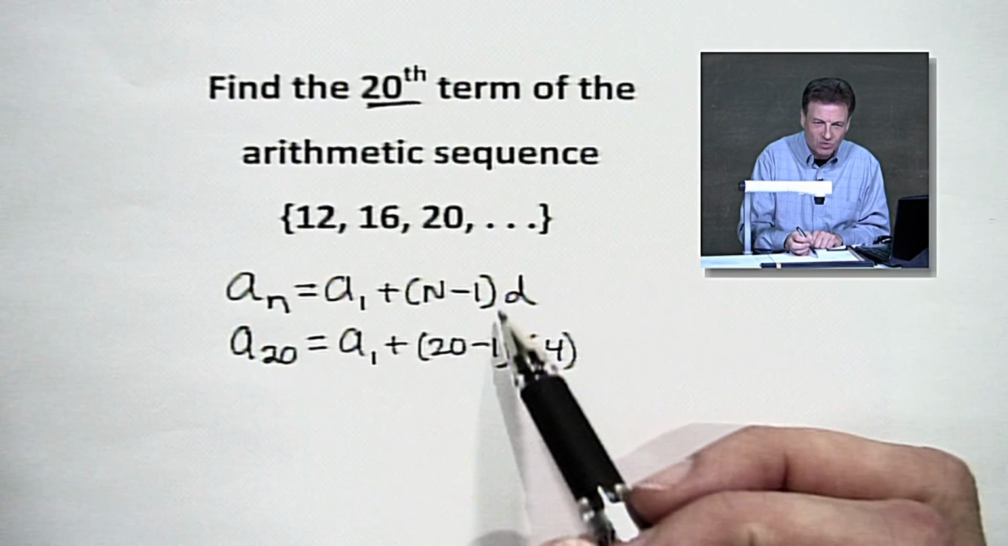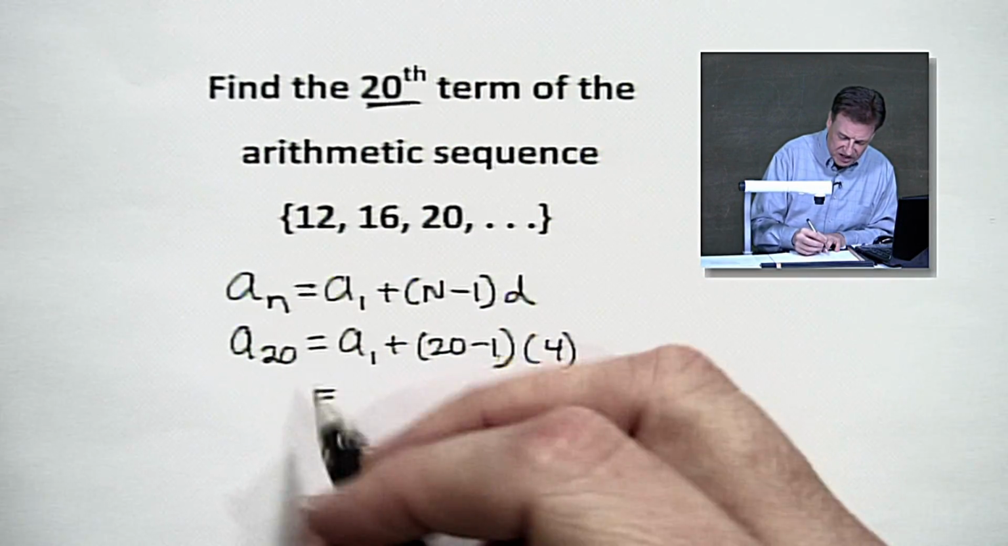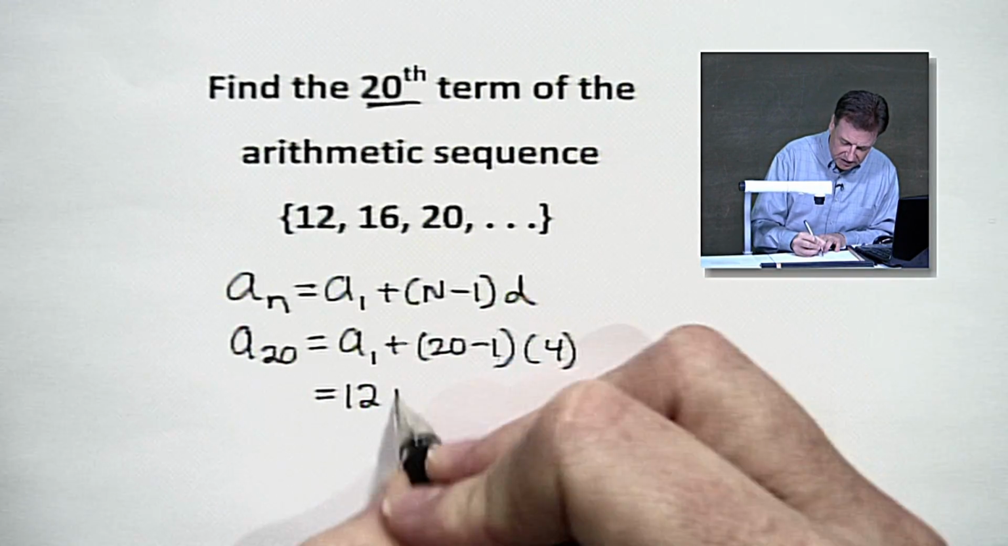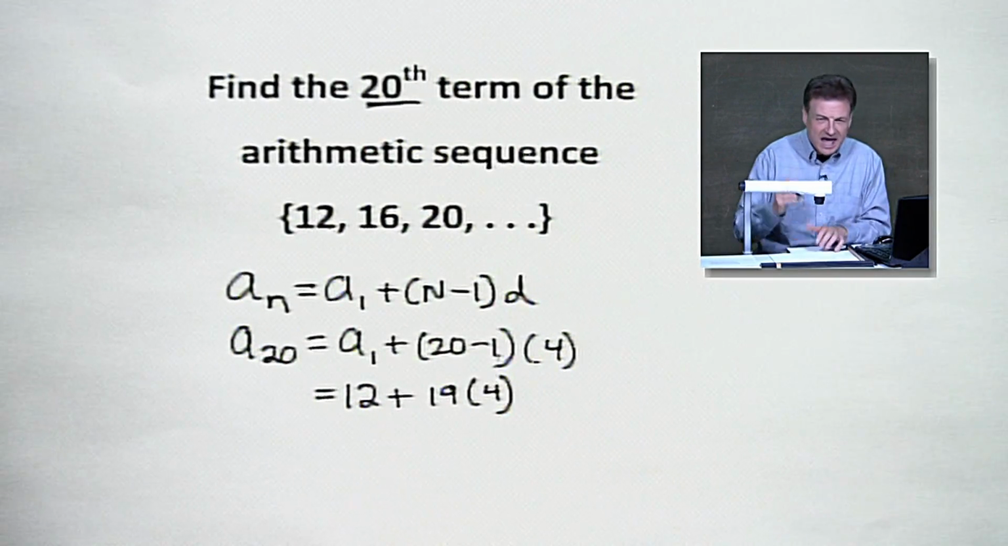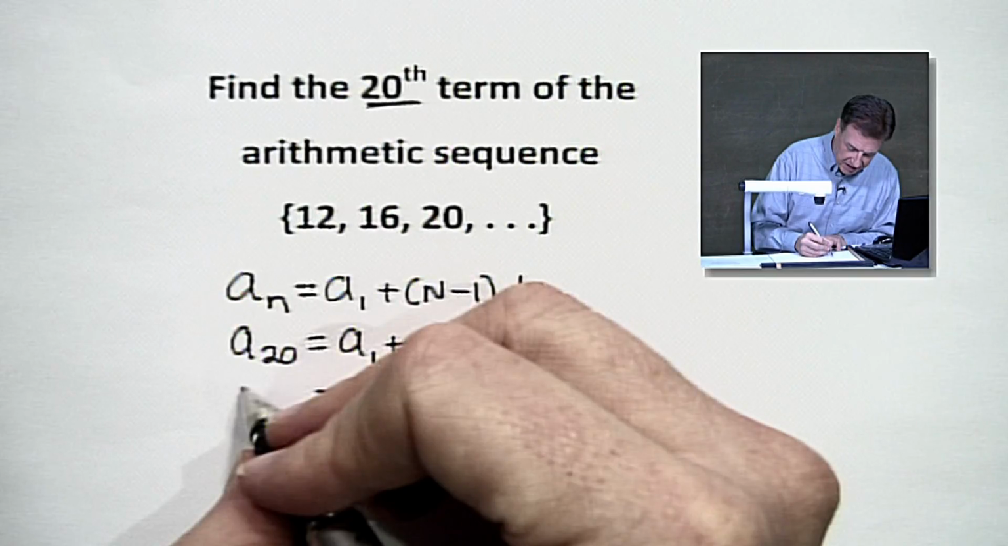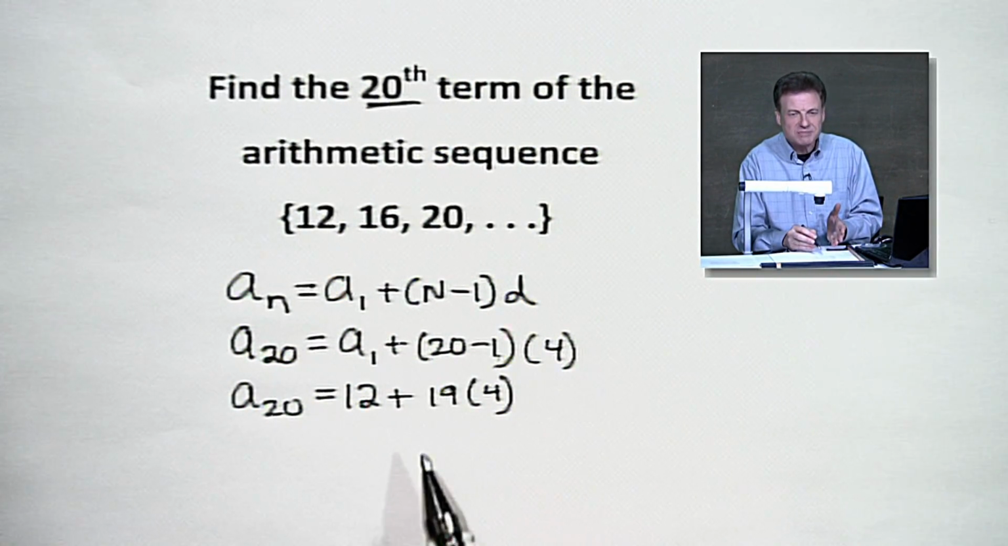So 20 minus 1 is going to give us, did I say 19 minus 1? It's going to actually give us 19. By the way, the first a is 12. This is going to be 19. The difference is 4. And now we are ready to solve this thing out. What is our 20th term? It's simple arithmetic at this point.